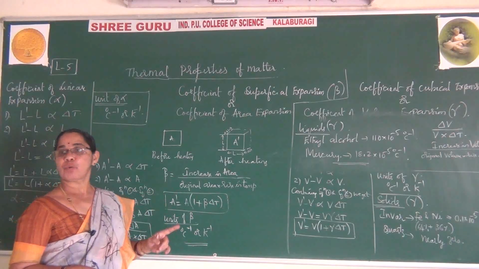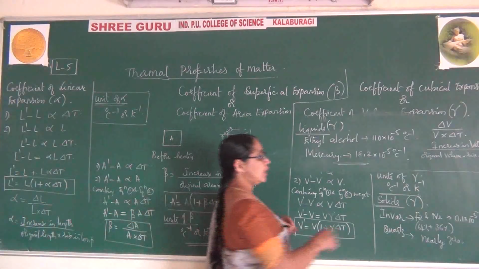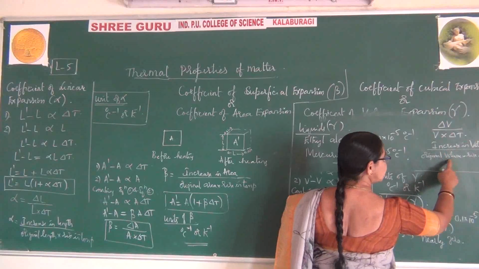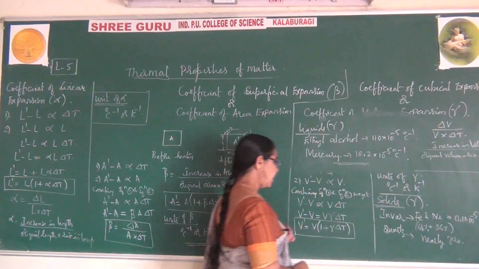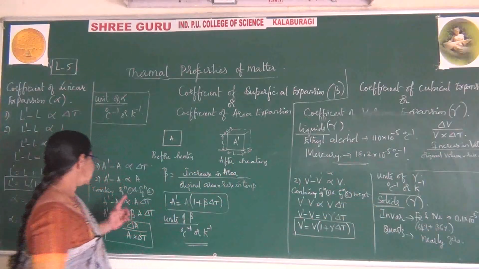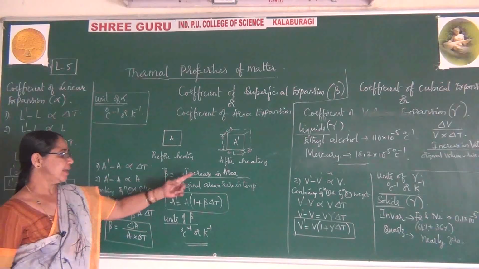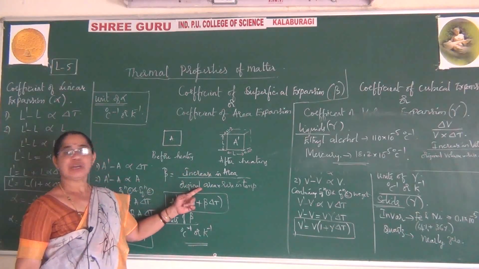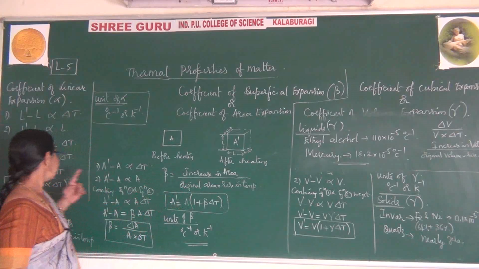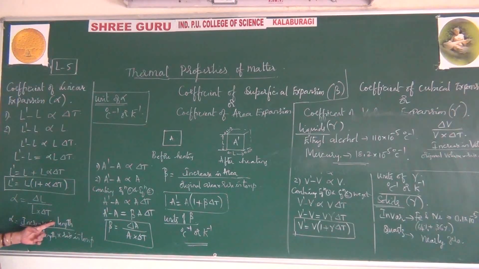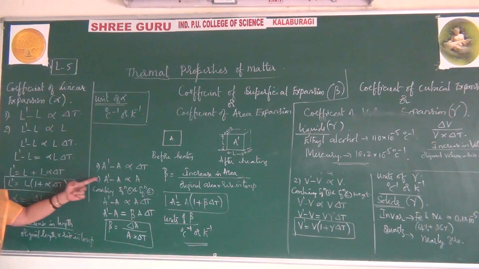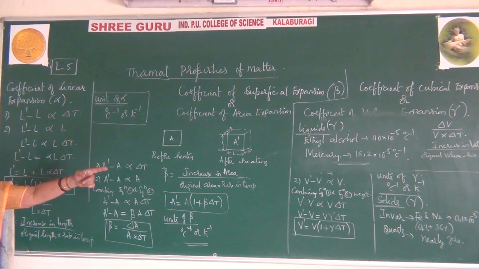If you are explaining volume expansion, you only write volume here, and this is the original volume. For superficial expansion, you write here increase in area, and this is the original area. And here for the length, you write increase in length to original length. Hope you understood what changes are to be done. If you understand this, you can easily write. Instead of L, we write here A, there we write V.